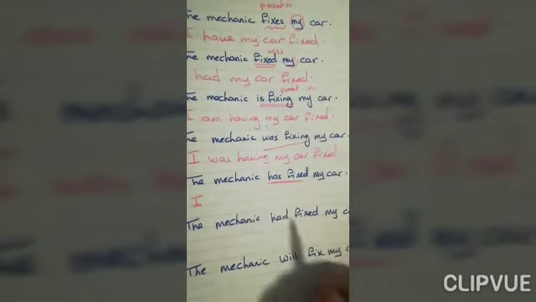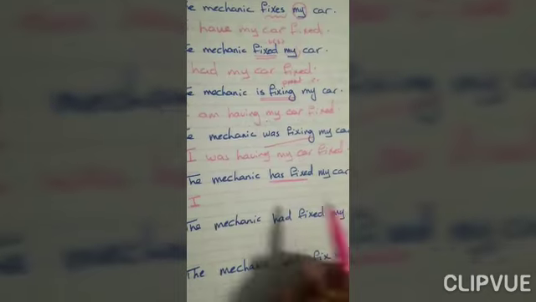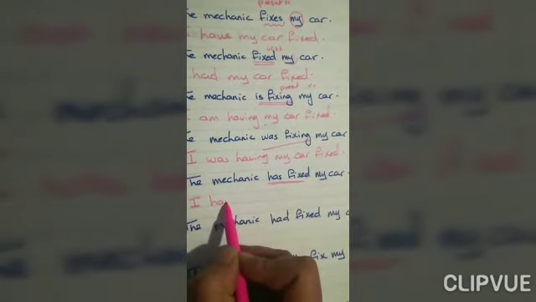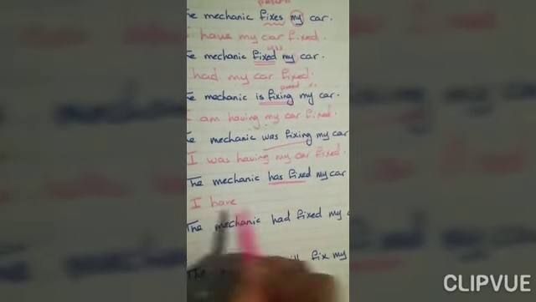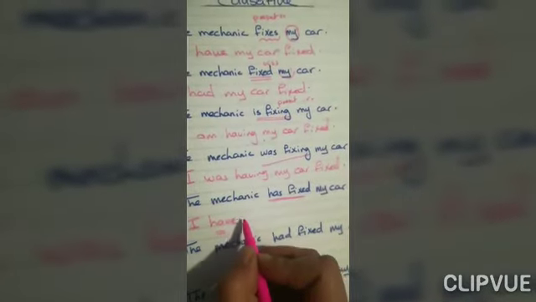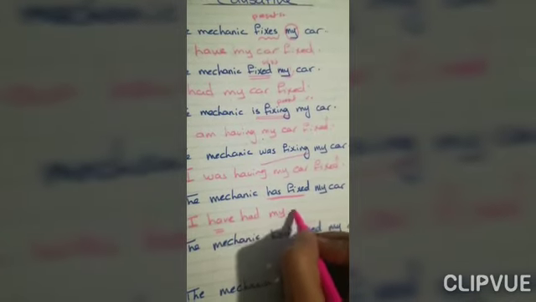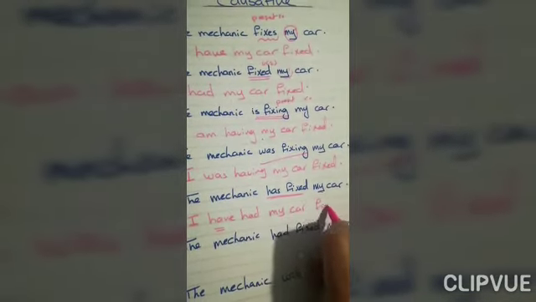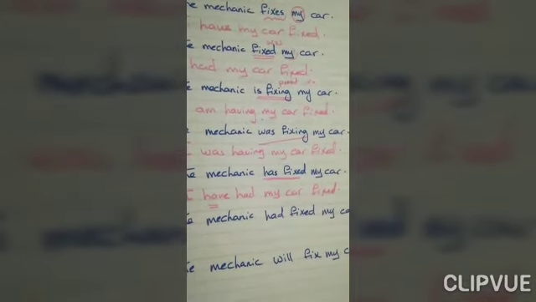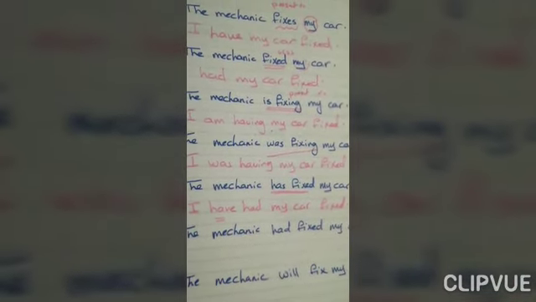Has fixed here is present perfect. So I'm going to use have. Okay, this is the helping verb. And after have, I use the past participle, verb 3. I have had, and the object is my car. The past participle is fixed. You need to have a look at it. Okay, great.